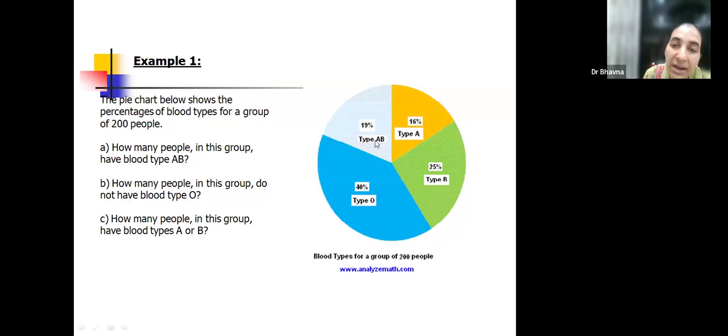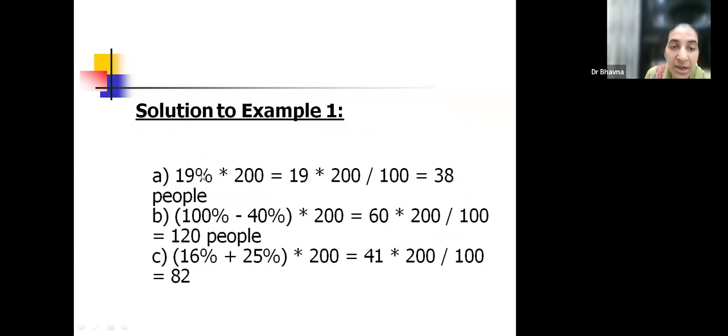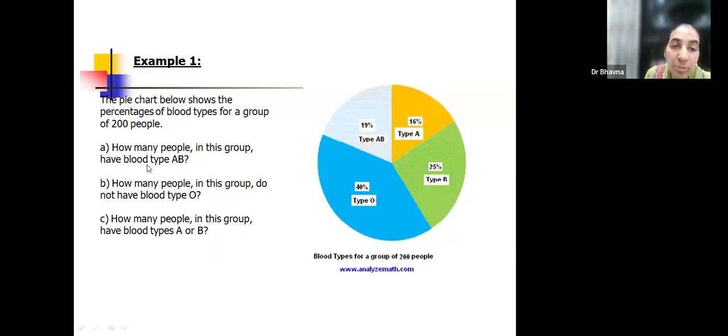Now you can simply calculate, 19% of 200 is what? 19% of 200 is 38. So 38 people in this group have blood type AB. 38, okay? Percentage is written. If you want to write frequency, the corresponding frequency is 38.